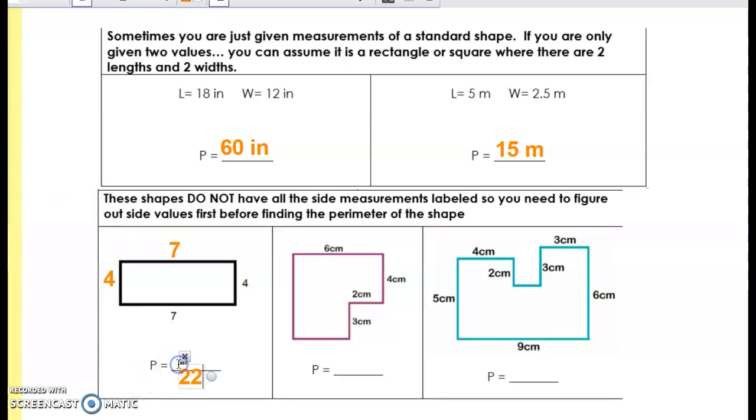And you get a perimeter of 22. Now this one, kind of an error on my part, does not have any measurements. So if you happen to see one, you can just do the basic number and no measurements.